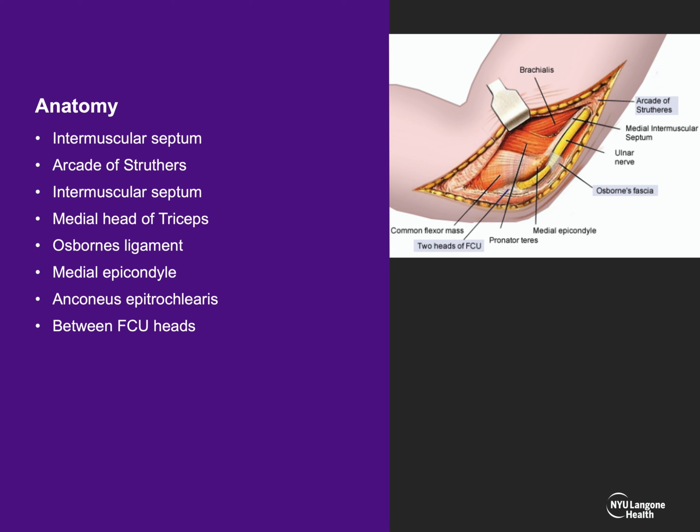The anconeus epitrochlearis is an anomalous muscle. It's basically an anconeus on the opposite side, on the medial side of the elbow. This sits right at the medial epicondyle, and that can be a point that will probably compress the ulnar nerve. I think that many times those patients are always symptomatic, but that's just my theory. And then it dives in between the two heads of the FCU, and that can be a point of constriction. So just know that as you go down.